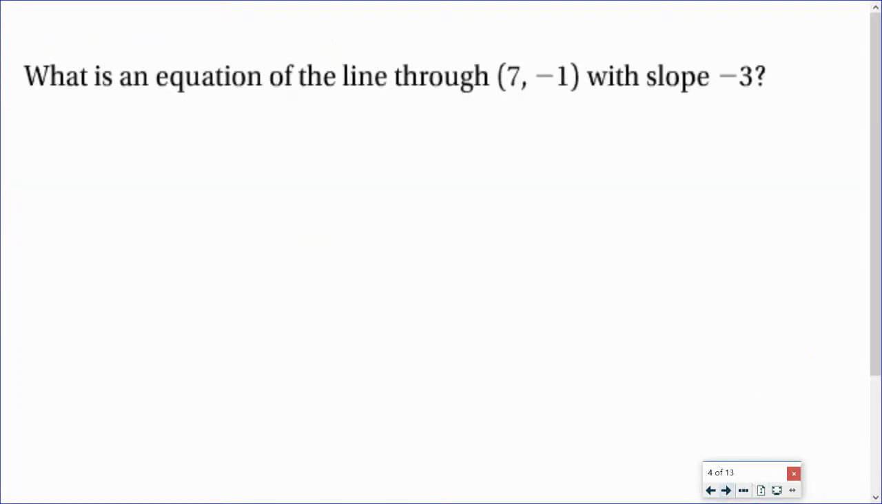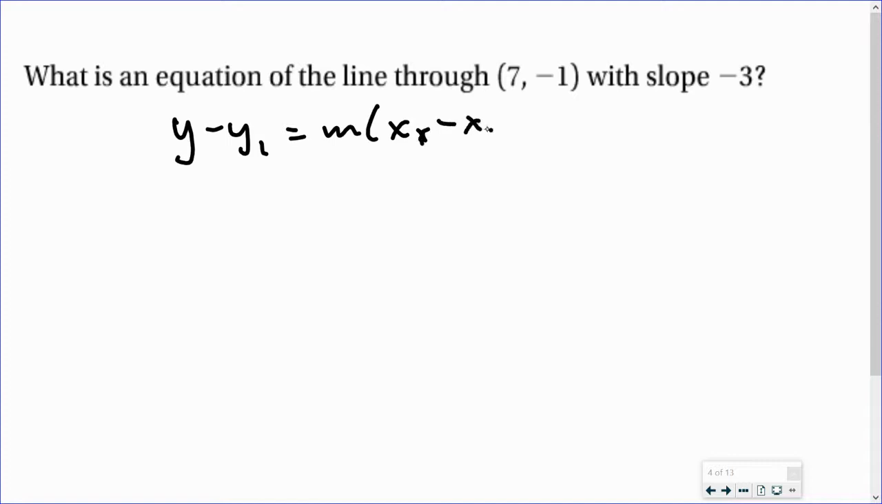So here we are again. Write the equation of a line. What is an equation of a line through (7, -1) with the slope -3? Now notice it doesn't specify. Because I'm given the point and a slope, I'm going to use point slope form.